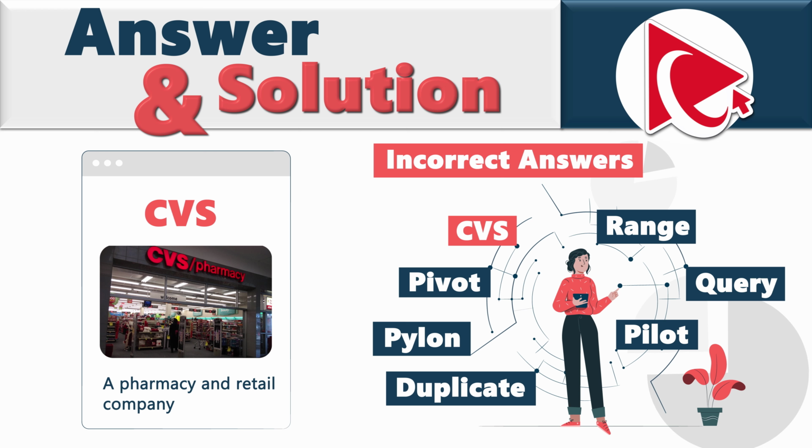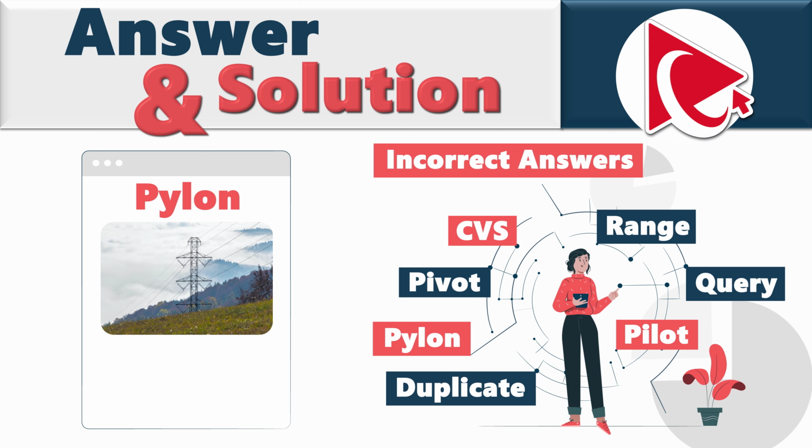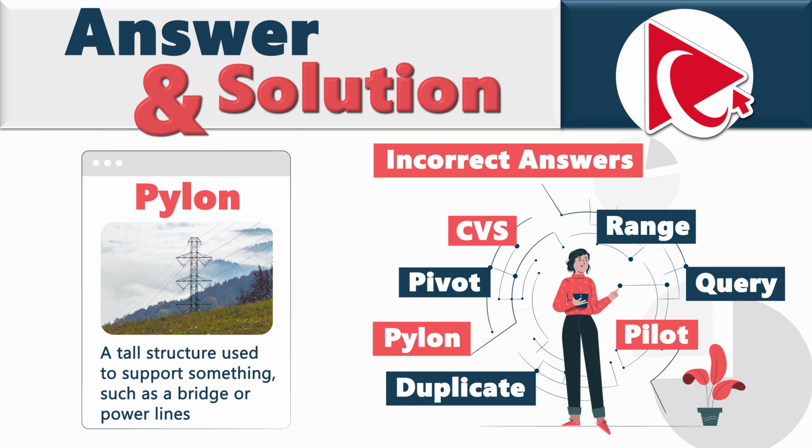The second incorrect term is pilot. Pilot is a person who operates aircraft and spacecraft, and it sounds similar to pivot. For example, pivot tables are used in data analytics. And the third incorrect answer is pylon, which represents a tall structure used to support something such as a bridge or power lines. And it sounds very similar to Python, which is the language that is used in data analytics.